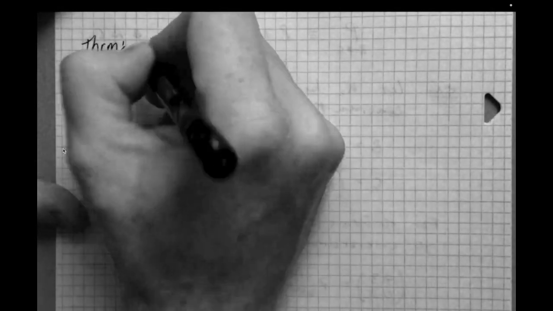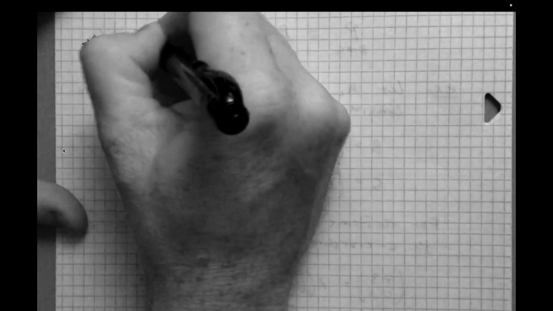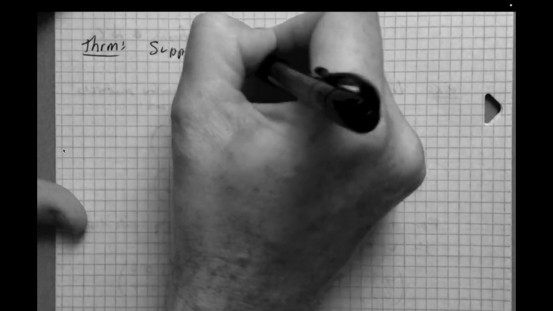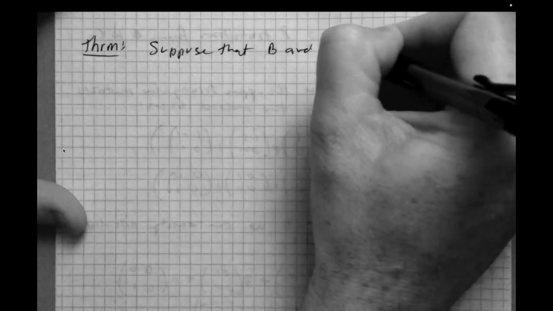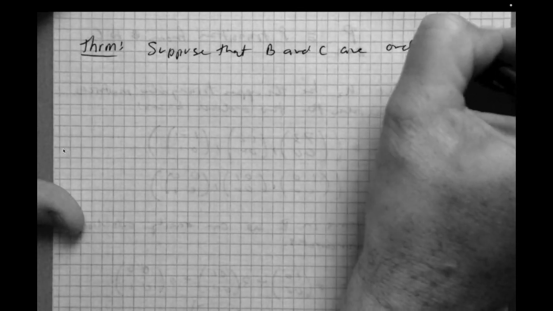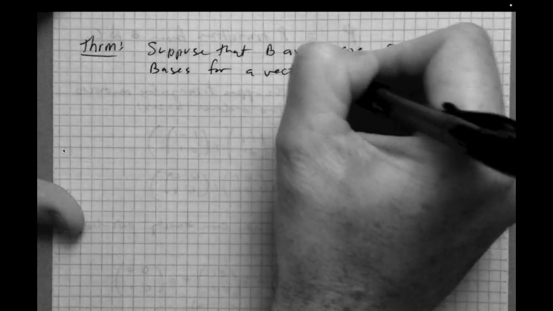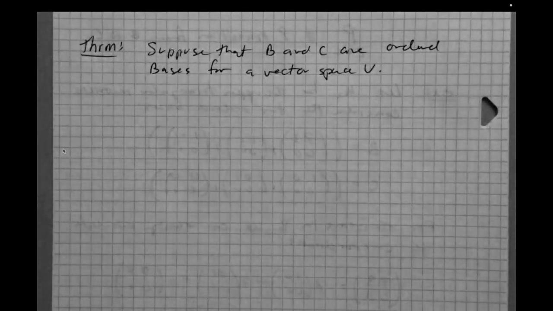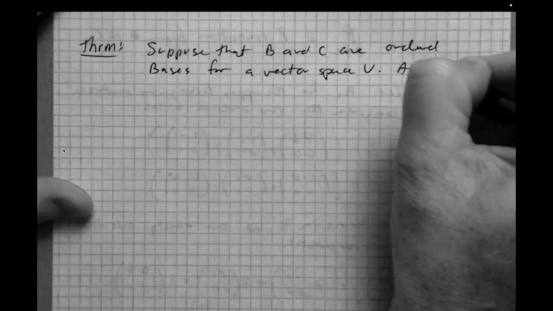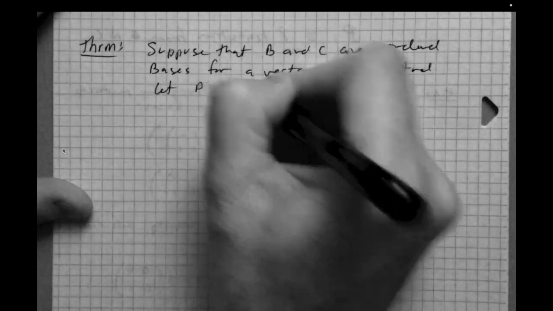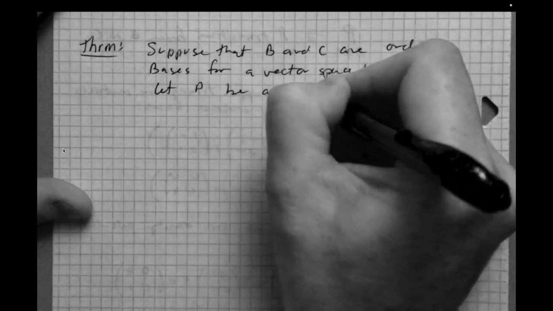Suppose that B and C are ordered bases for a vector space V. Now, technically, V needs to be n-dimensional. We know that. We're talking about finite dimensional vector spaces. And it should be non-trivial, right? Meaning it should be more than just the zero vector. And let P be an n by n matrix.